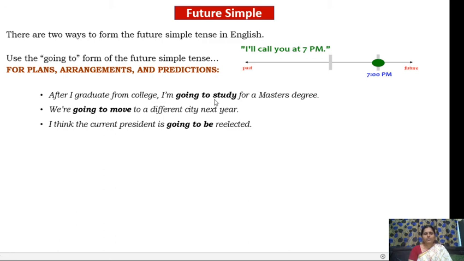We are going to move to a different city next year. Next year is a time indication that it is something going to happen in future. But we are using going to here. That means we are using this expression to represent your future plans. I think the current president is going to be re-elected. I think it's a prediction. So when you are trying to represent some predictions also, we use this going to expression.